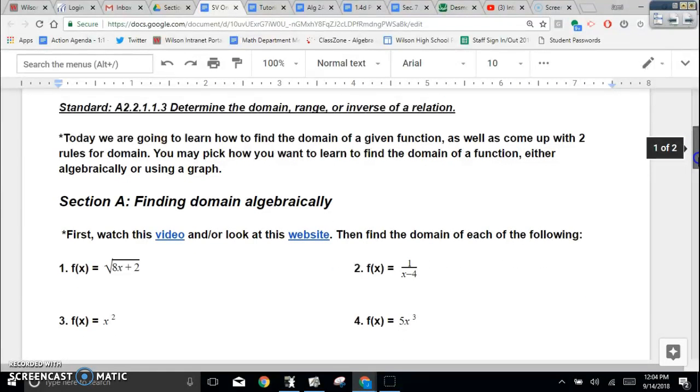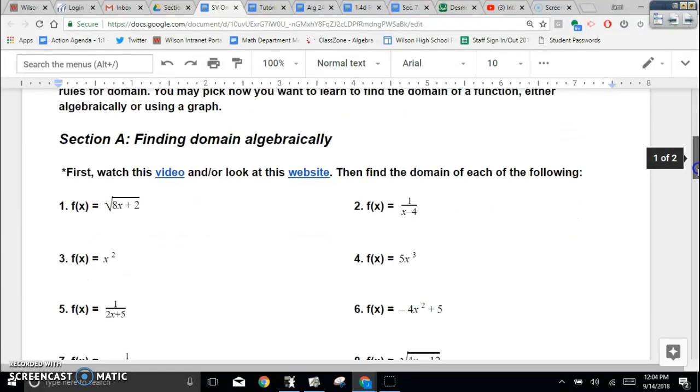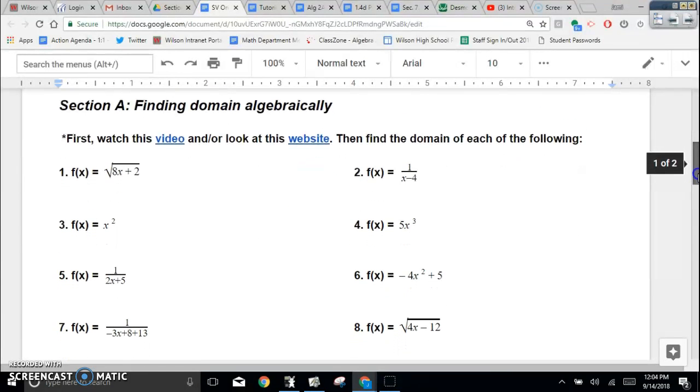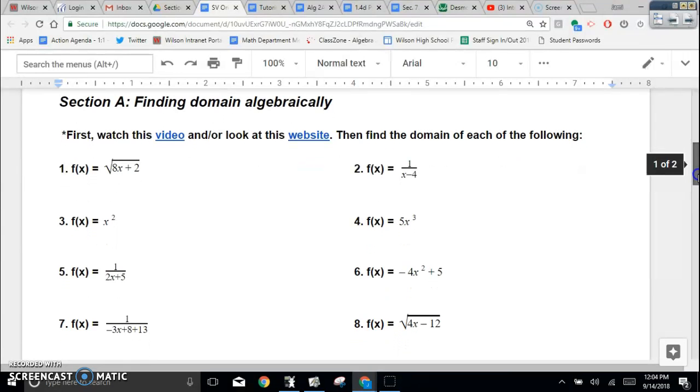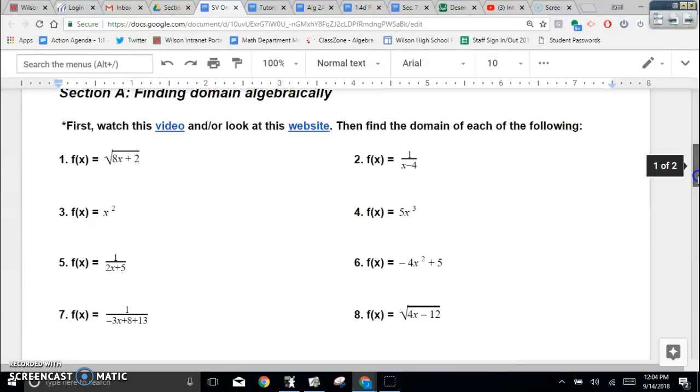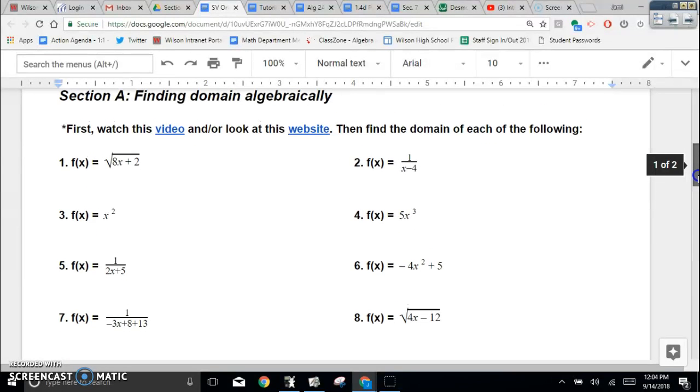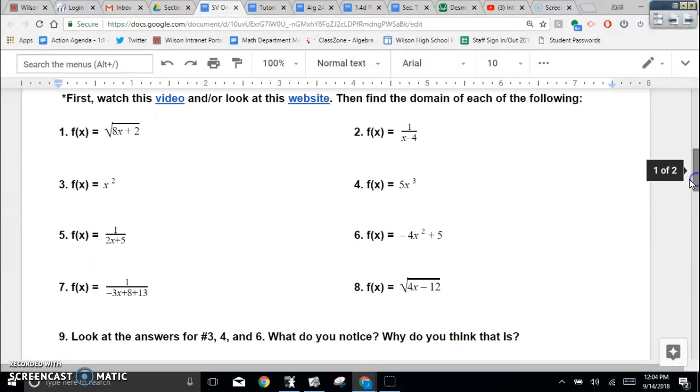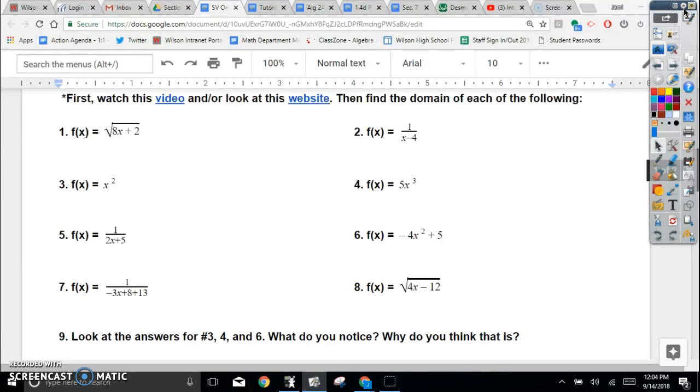So what we're going to do is swing down here. Today we're going to learn how to find the domain of a given function, as well as come up with 2 rules for domain, which we were just talking about. You may pick how you want to learn to find the domain of the function, either algebraically or using a graph. We're going to focus on algebraically in this video, although you could look at a graph on Desmos.com and see where they break. So, we're going to find a domain in interval notation.